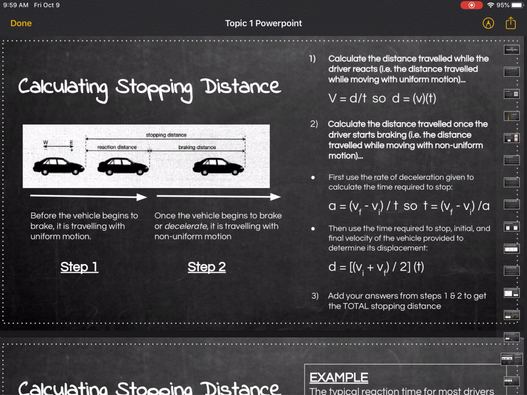It says we have some steps here on how we can calculate this. It says calculate the distance traveled while the driver reacts. So the distance traveled while moving with uniform motion. So that's just how we've done before. Our reaction time is going to be connected into our velocity is distance over time, because we should still be moving at a uniform motion. Okay, so that's our time of reacting.